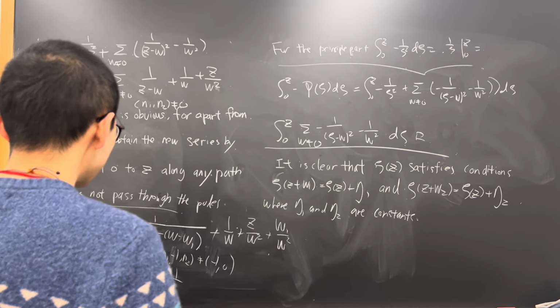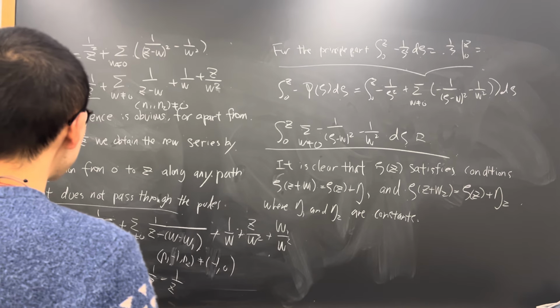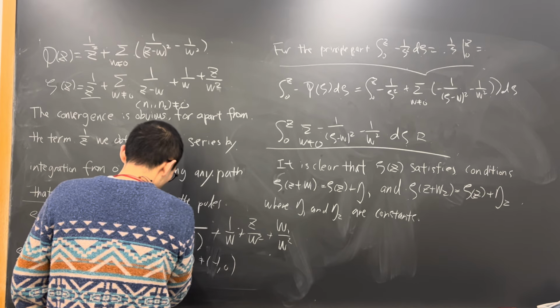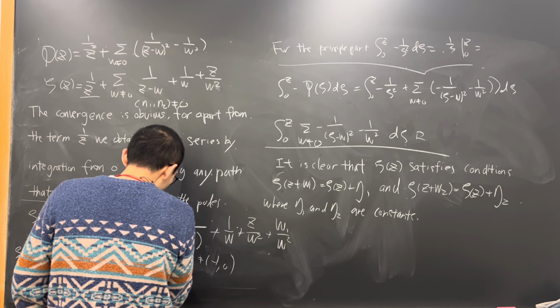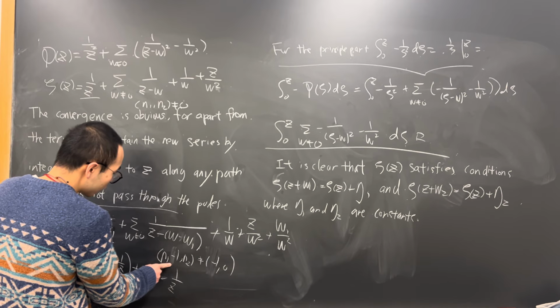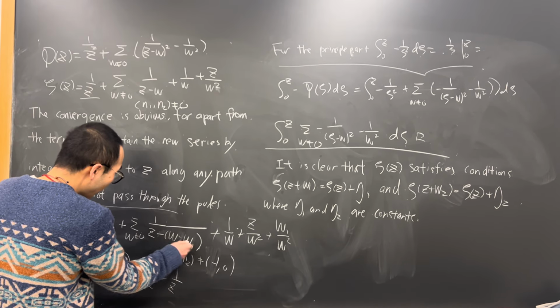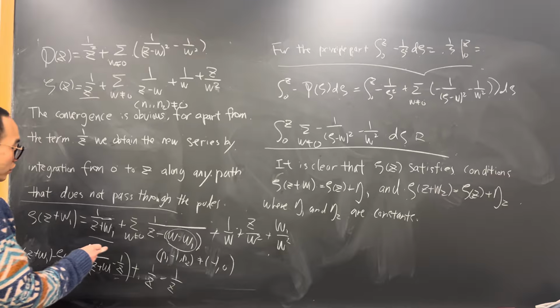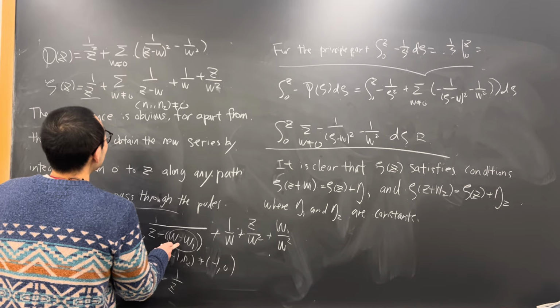No, I don't think so. It should be 1 over z plus omega 1. Okay. Because I'm using these coordinates for the minus situation. Okay, so these are the coefficients for this guy.